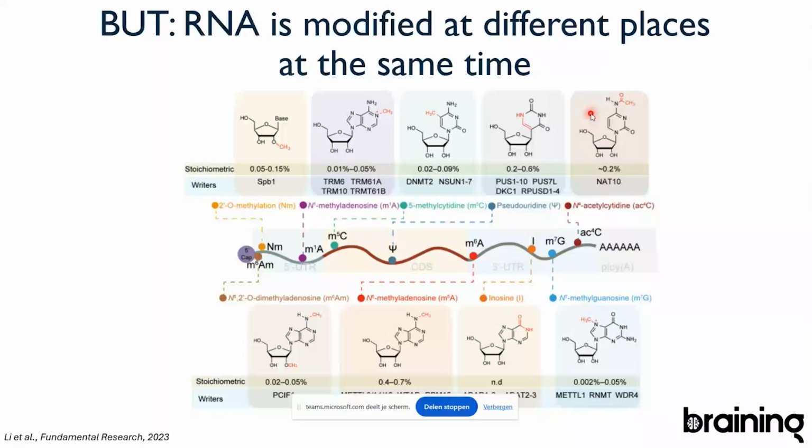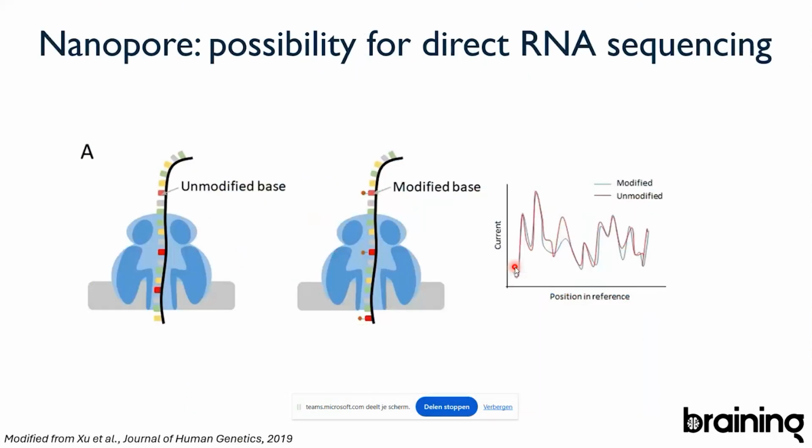You need all the punctuations to really understand what is going on, what the text is saying. And it works the same for an mRNA. If you only look at one modification at the same time, it will likely not make a lot of sense. So there has to be a way to look at multiple modifications at the same time. And that is where long read sequencing comes in.